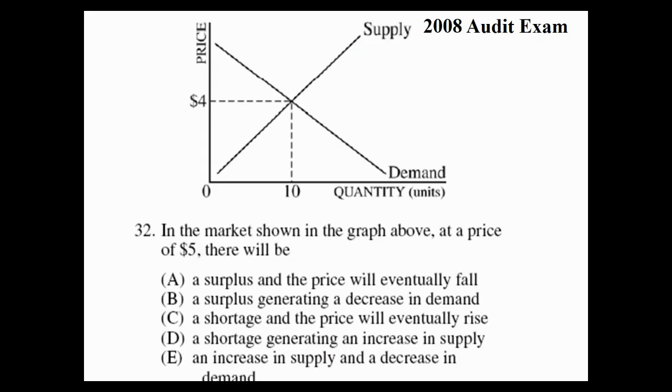So if we take a look here, and whenever I show you any of these samples, please make sure that you pause it, read the question, and make sure that you get it right. In the market shown in the graph above, at a price of $5, what will we see? We see the equilibriums at 4 and 10. What will happen at a price of $5? Pause it. You should have gotten a surplus will happen, and the price, because of the invisible hand, will eventually fall.